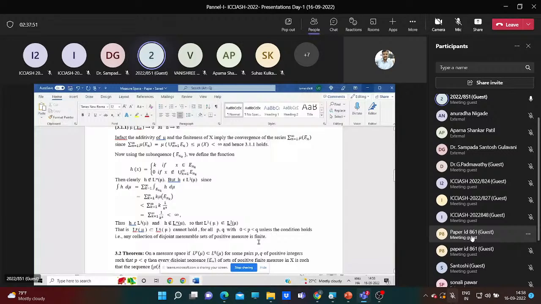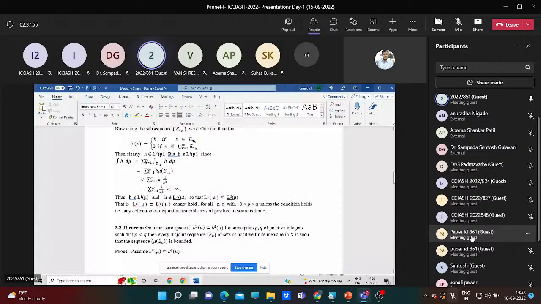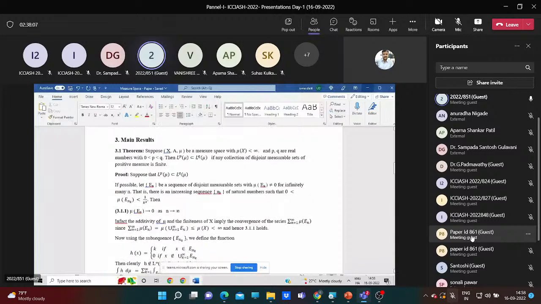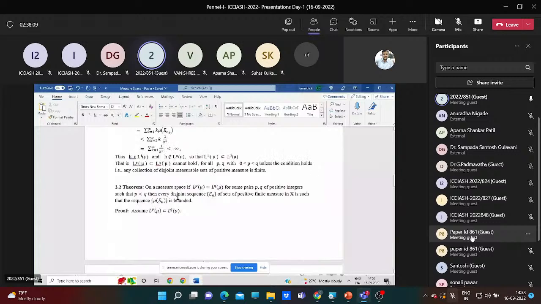The next theorem, with a similar condition again, L^p(μ) ⊂ L^q(μ), we will prove in another way using some sequences. These were about disjoint measurable sets. We have taken the collection of disjoint measurable sets here. Here we were talking about disjoint sequences which are bounded. So once again we are taking L^p(μ) contained in L^q(μ) and again taking the contradiction.